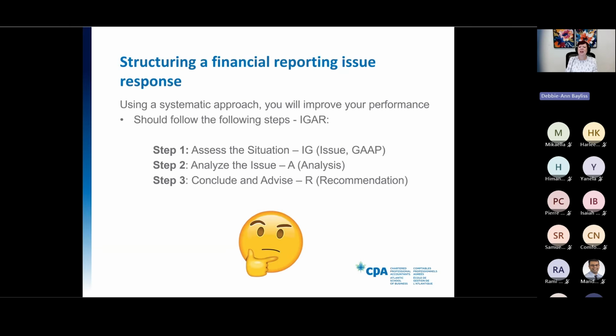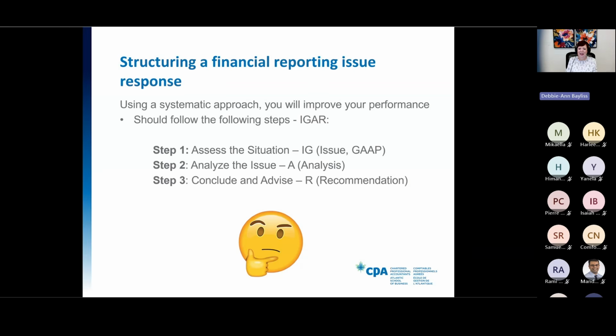So structuring a financial reporting issue, it's important to use a systematic approach. I've talked about the IGAR, or the variance IGAR-I, and I want to relate it to the CPA way. So the first step of the CPA way is to assess the situation. So ING, issue, and gap involves that step.